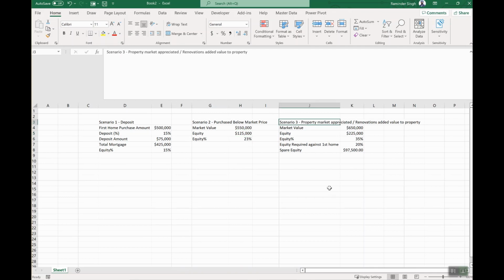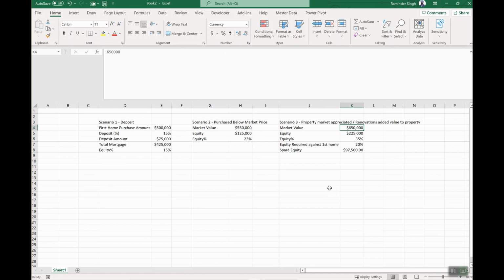Now let's talk about the third scenario here. Let's say in 6 months time, the property market appreciated and the market value of my house also appreciated. Or in the other case, let's say I did some renovations and added some value to my property, and I got a new valuation done. My property is now valued after 6 months at $650,000.